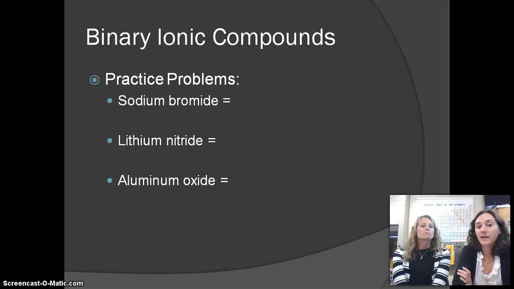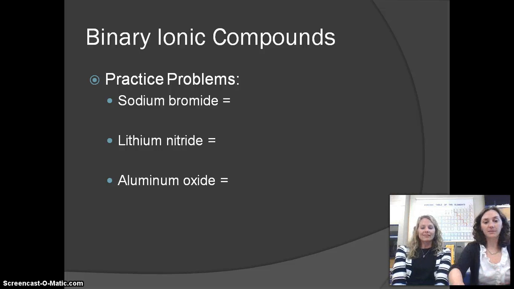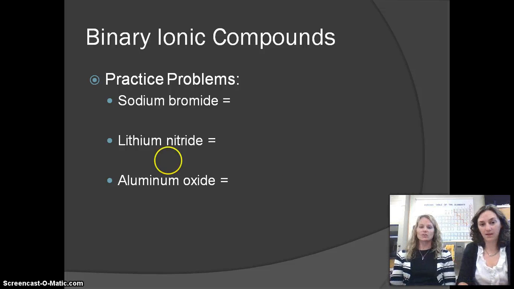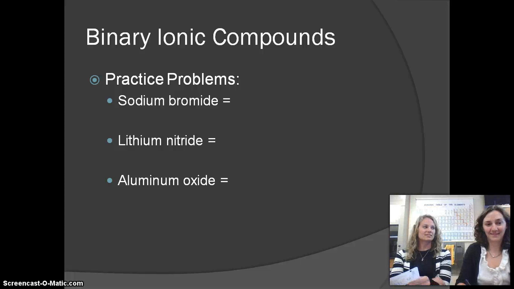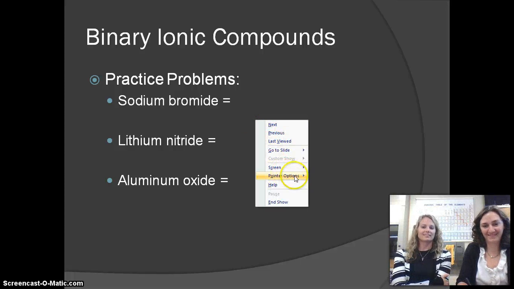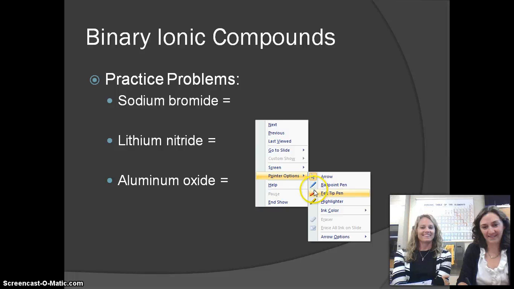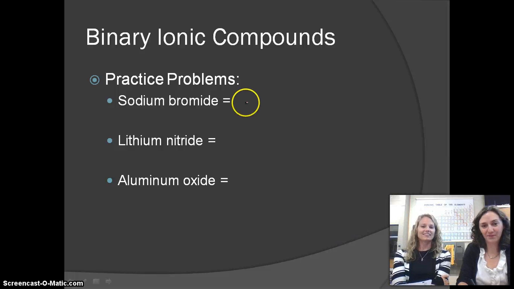Binary ionic compounds. Let's practice making this compound. So you've got sodium. I love doing these. Sodium is Na. Oh no, back it up. Don't get excited. What color? I don't know, we'll just see what happens. All right, red.